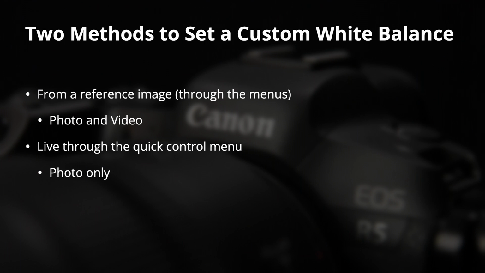There are two ways to go about doing this. You can either use a reference image that's saved on your card and then loaded through the menu system to set a custom white balance, or you can do it live through the Live View Quick Control menu to have it happen instantly. The reference image method can be used in both photo and video modes. However, the live method only works in photo mode.